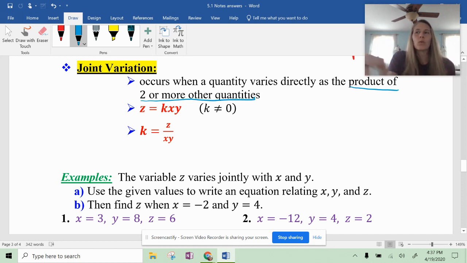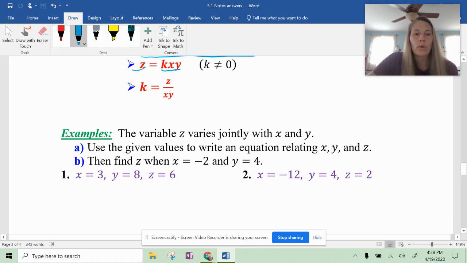So instead of y equals k times x, like we did with direct variation in the front of the notes, this time it's z equals k times x times y. And you could have a whole bunch of variables. It could be x, y, w, whatever. So it's 2 or more. And then, of course, to find the k, you would just have to divide both sides by whatever variables you have there that are not the k. So in this case, it'd be x and y. If you had a third one, you'd divide by that also.